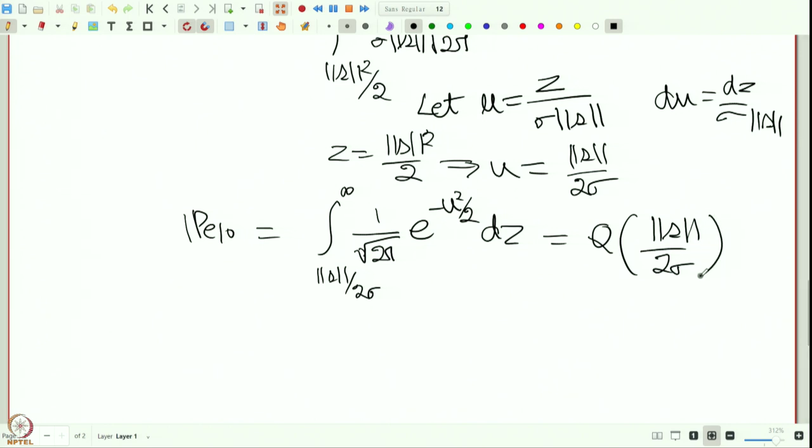So, this Q function gives you the probability of having a symbol error when the symbol 0 is sent. You can also say bit error because we have 0 and 1. This is the probability of making an error under hypothesis 0. So Q of norm S by 2 sigma, if you evaluate this, you are going to get the answer. Before we talk about some intuitions related to this, let us also look at the probability of error under the hypothesis H1.